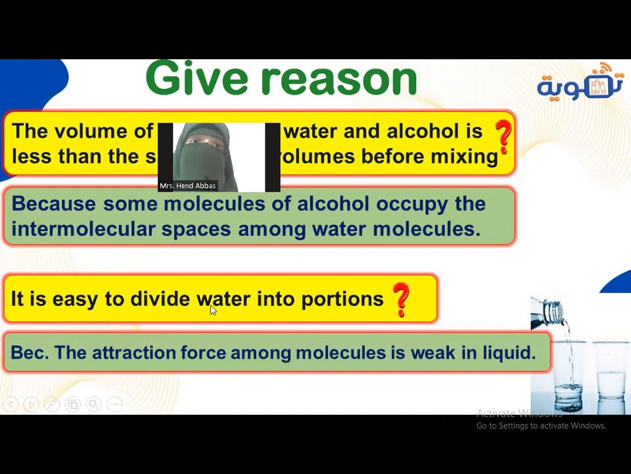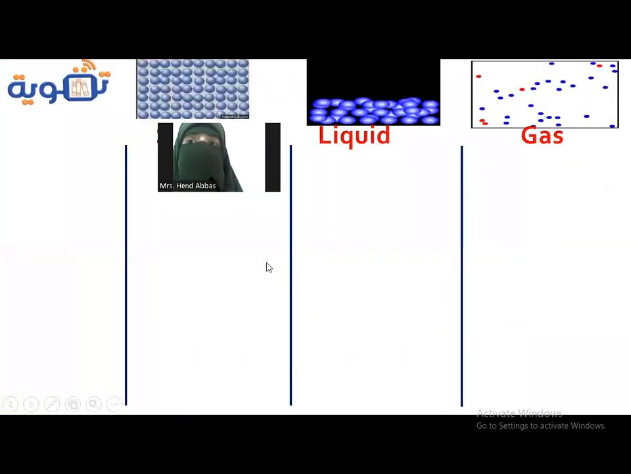Yeah, but can you easily divide a piece of iron into pieces? No, no, no. Why? Because iron is solid, so between its particles there are inter-attraction forces. The attraction forces between its molecules are very strong, so you cannot separate them easily, okay?